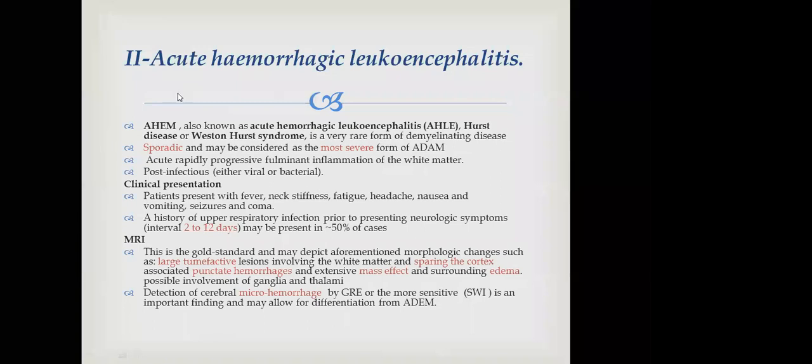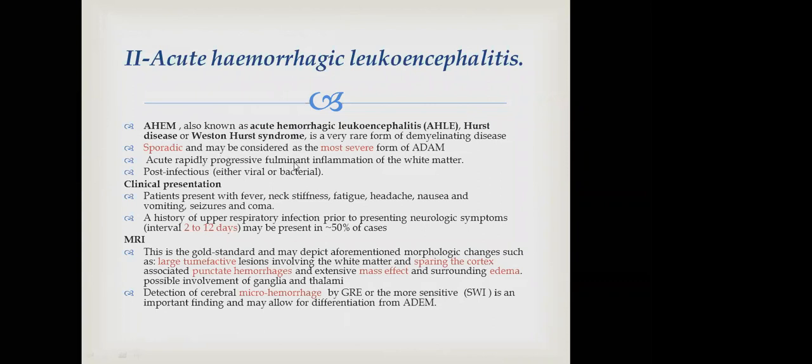And another type, acute hemorrhagic leukoencephalitis. It is very rare among the demyelinating diseases. It is sporadic and may be considered the most severe form of ADEM.